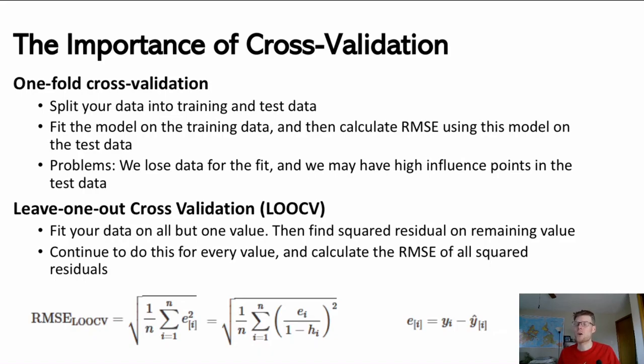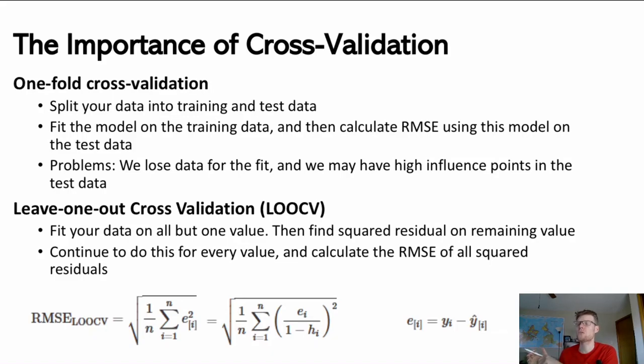So leave one out cross-validation takes turns leaving one observation out of the model fitting process. So we fit our model on all but one point, and then we calculate the residual error, or I should say the squared residual, for that one observation that we left out.